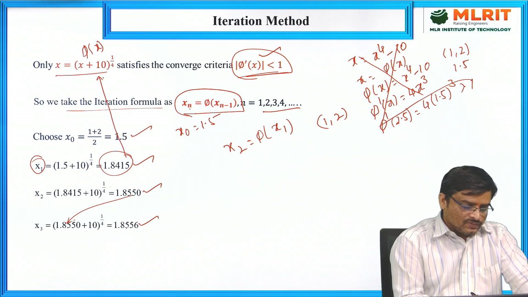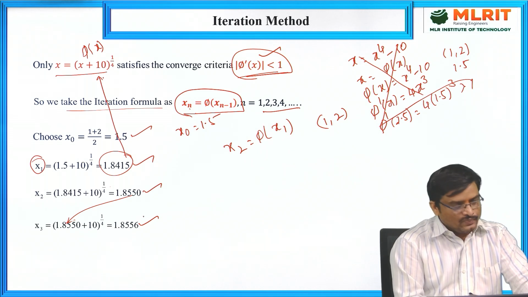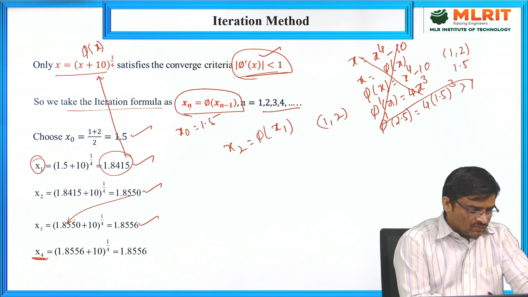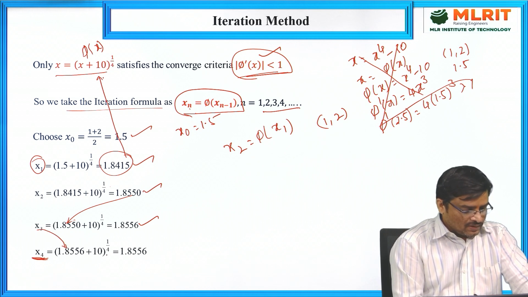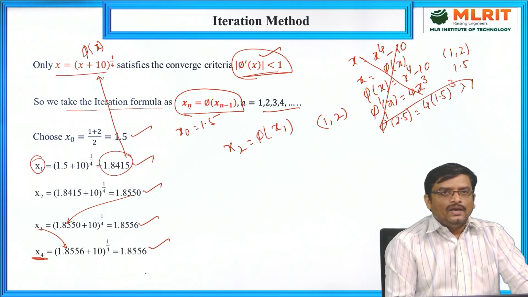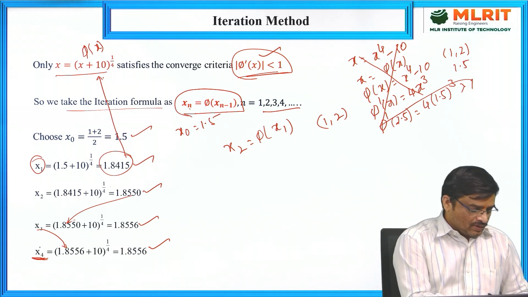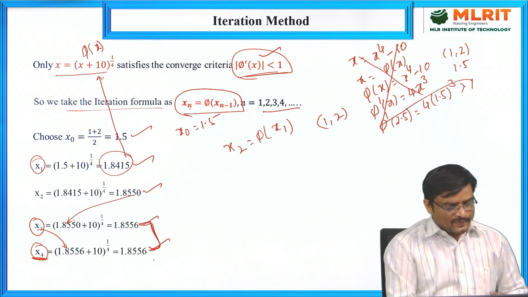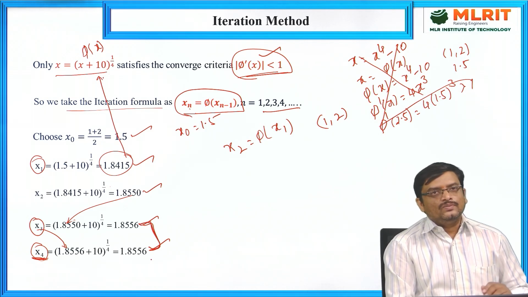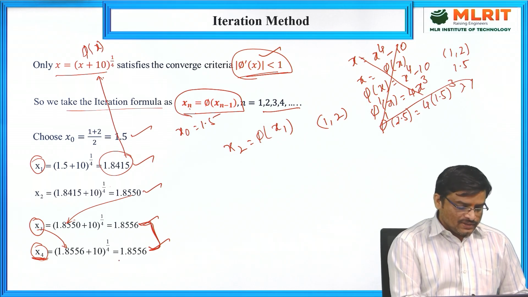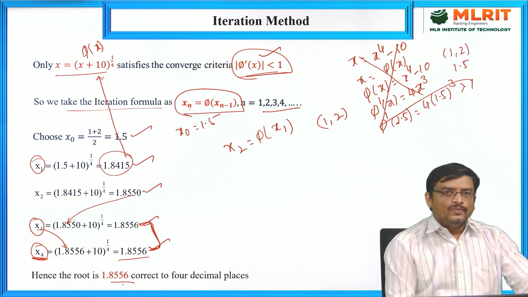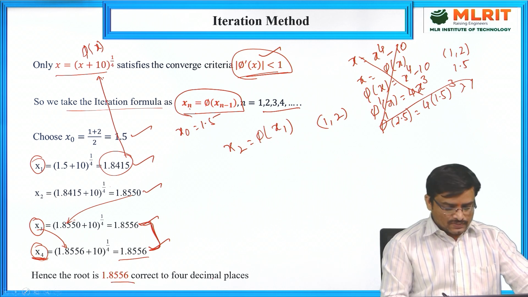Here after the decimal point 3 digits are coincident, so better to go for the next approximation. To find the x4 value, substitute the previous value x3 and calculate this, you will get 1.8556. Now I want to stop the problem here, because in the fourth approximation our x4 value and x3 value are both the same. Whenever the present approximation value and the previous approximation value are the same, then we can conclude that this is our required root. So the root is 1.8556, correct to 4 decimal places.